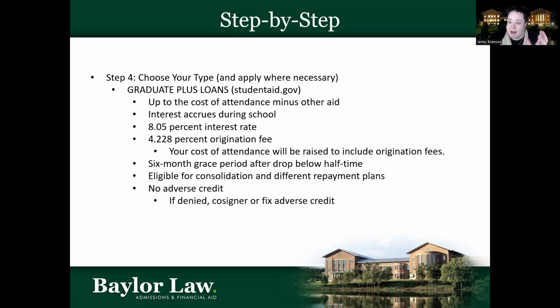For the remaining chunk, you have options between Graduate Plus or a state or private alternative loan. Graduate Plus is the most common. It's a federal loan. You do have to apply for it at studentaid.gov. There's no annual cap other than cost of attendance minus other aid.